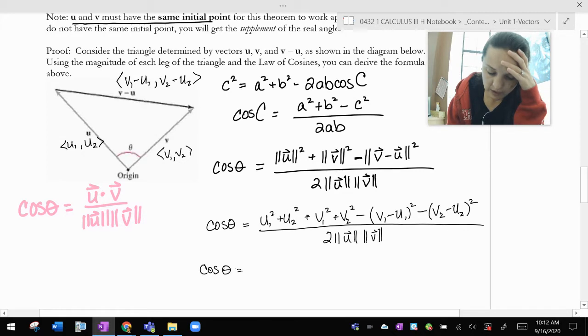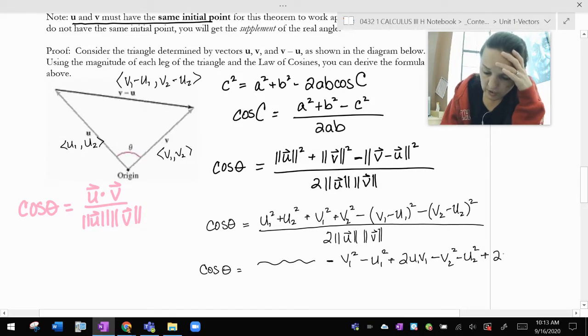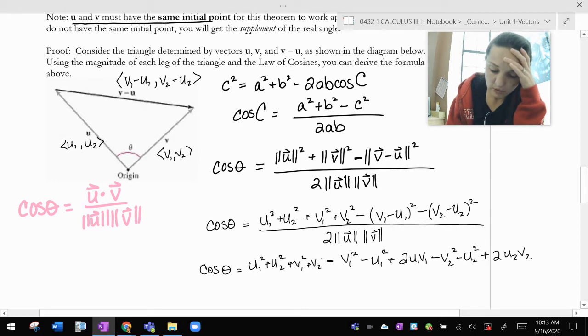So I'm going to pull these trinomials out. So I have cosine theta equals yada, yada, yada, and then minus v1 squared minus u1 squared, then it would be plus 2u1 v1, and then minus v2 squared minus u2 squared plus 2u2 v2. And that squiggle used to be u1 squared plus u2 squared plus v1 squared plus v2 squared.